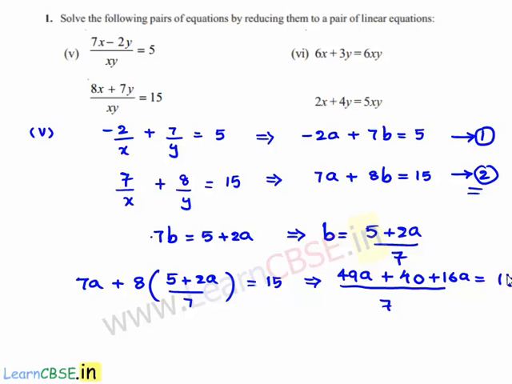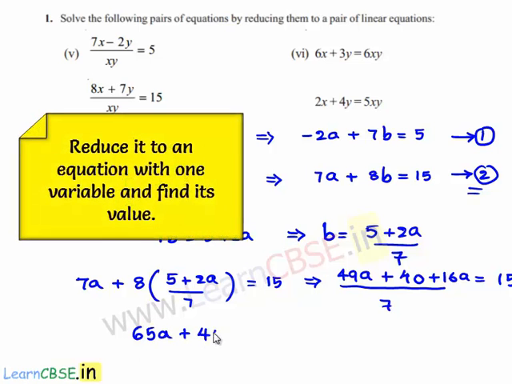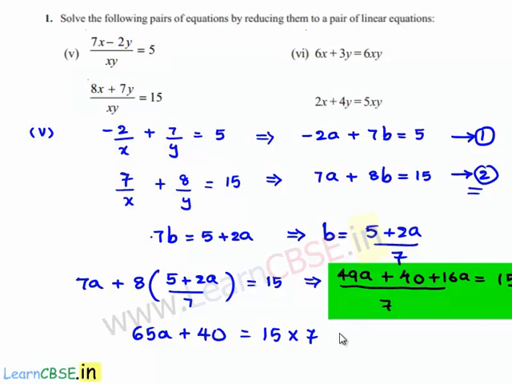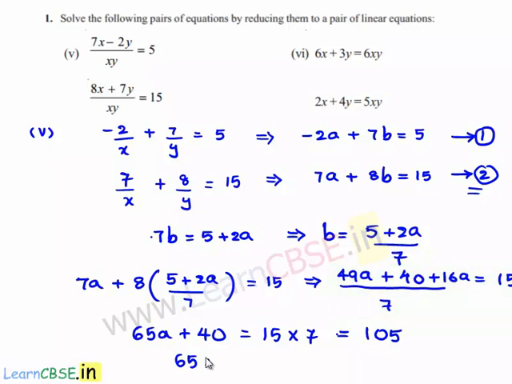So this is equal to 50. Now we get 49a plus 16a is nothing but 65a plus 40 is equal to 15 times of 7, which is nothing but 105. So we can write 65a is equal to 105 minus 40, which is nothing but 65. Therefore, we can write a is equal to 65 divided by 65, which is nothing but 1. So we got the value of a as 1.